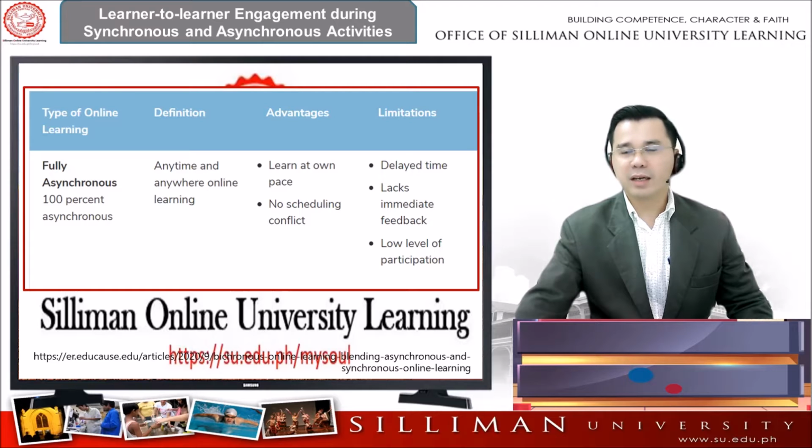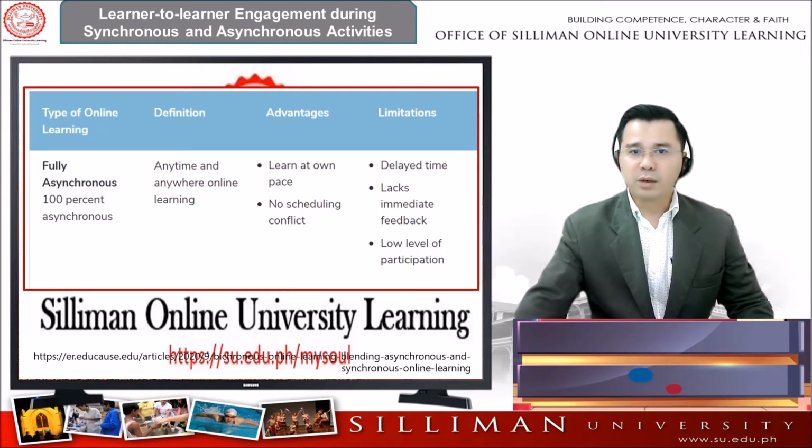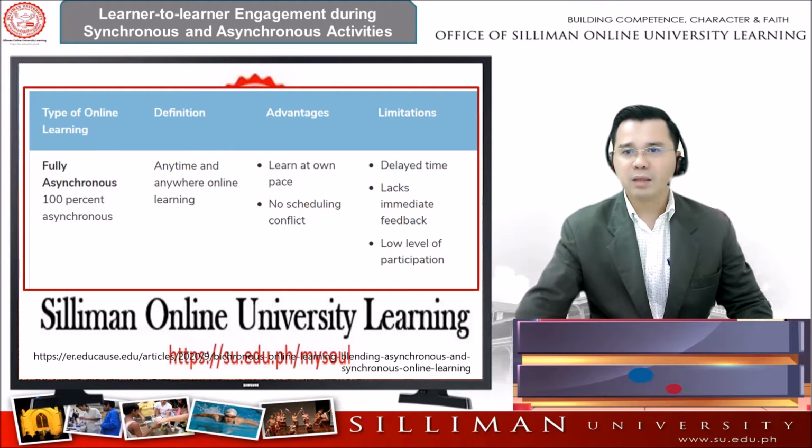For us to fully understand Bi-chronous learning, let us revisit and backtrack a little and list down the different advantages and limitations of the first two types of online learning, the asynchronous and synchronous learning. As we all know, for fully asynchronous, students can learn at their own pace and it may produce no scheduling conflict. However, the limitations are it has delayed time, it lacks immediate feedback, and it is said to have a low level of participation if not well prepared.